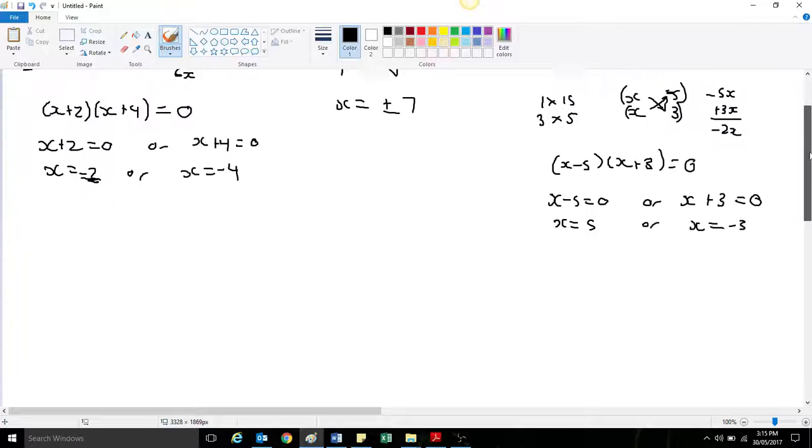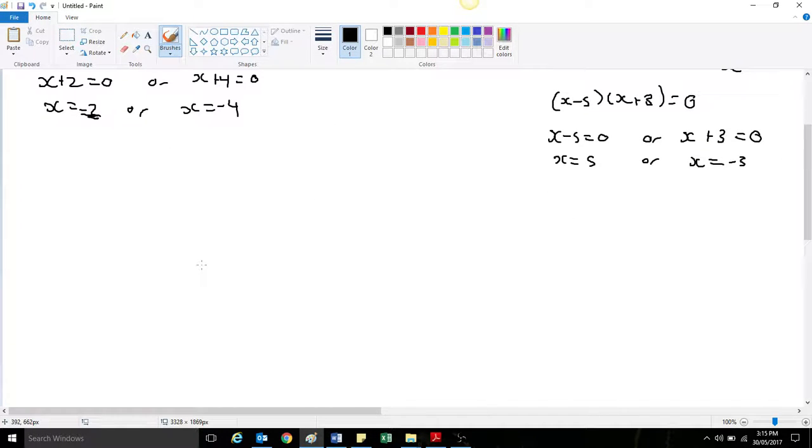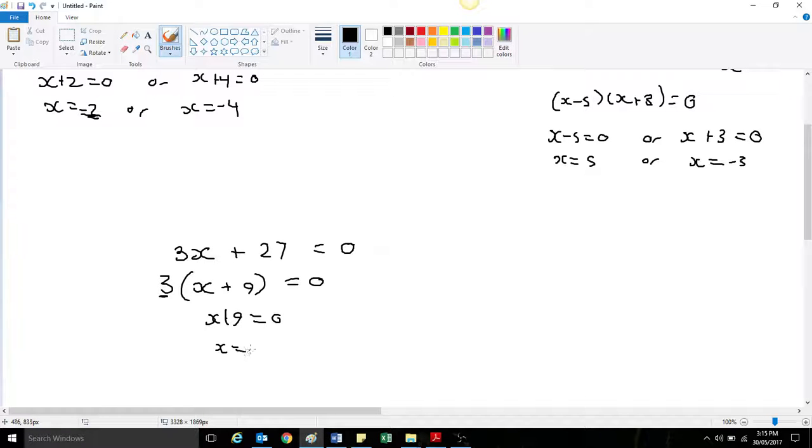Perhaps I'll do just one more example to finish off here. If we had 3x plus 27 equals 0. All right, what we can factorise here is the number 3, and we're going to have 3 times x plus 9 equals 0. So by the null factor law, either 3 equals 0 or x plus 9 equals 0. And of course, 3 does not equal 0. So it means x plus 9 equals 0, which means x equals minus 9.